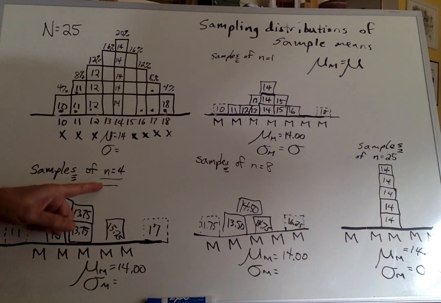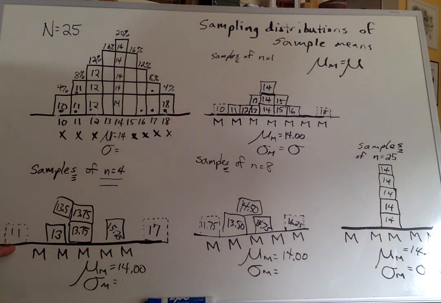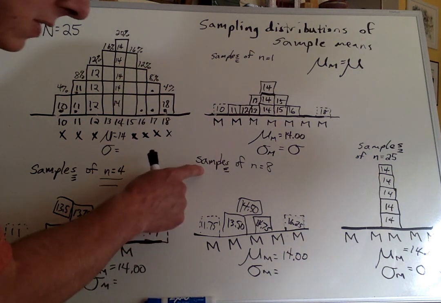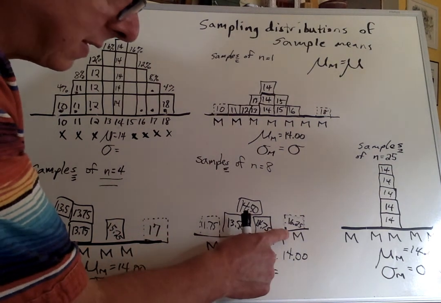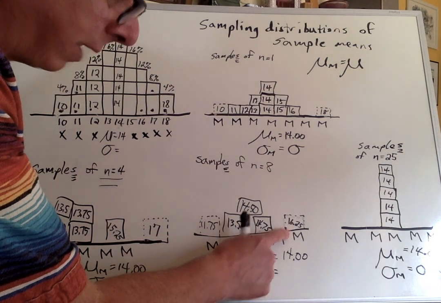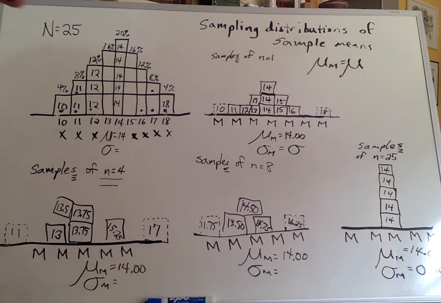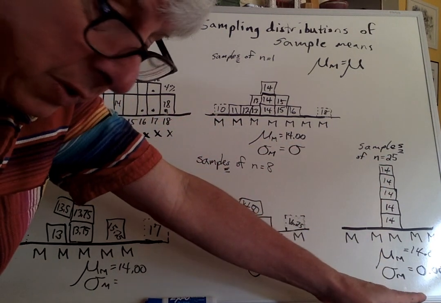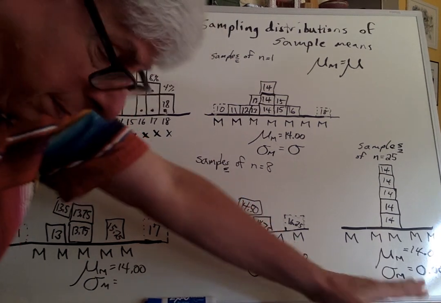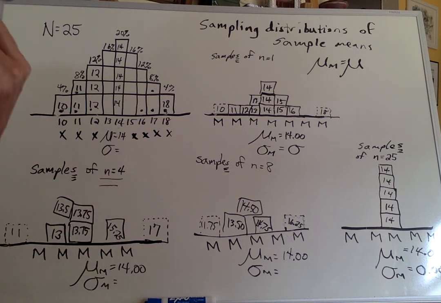When we take out a sample of 4, the highest mean that we could get is 17. The lowest possible that we get is 11, and that doesn't happen very often. If we take out samples of 8, the lowest possible mean is 11.75. The highest is 16.25. By the way, those are equidistant from 14, right? But most of them are going to be in here. By the time we get out here, if we take out samples of 25, well, we know the standard deviation would be 0. Do you see the pattern here? Yeah, it's an inverse relationship.